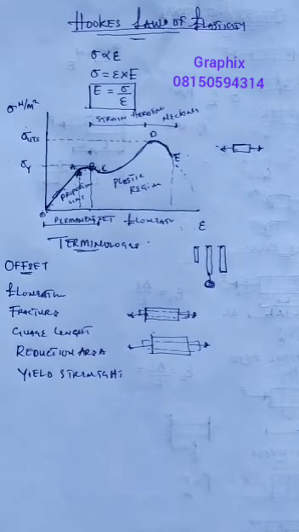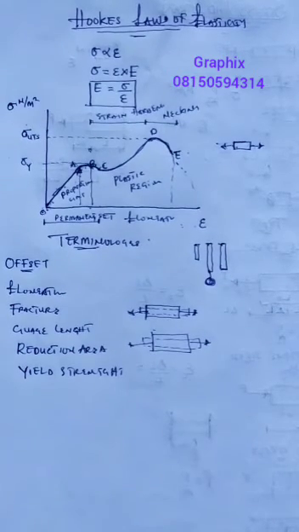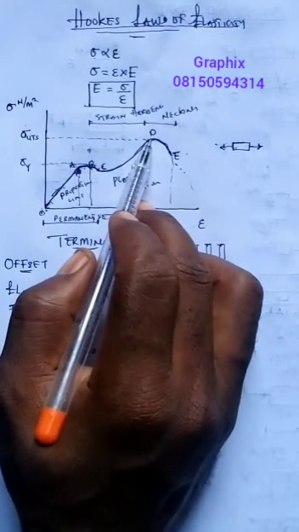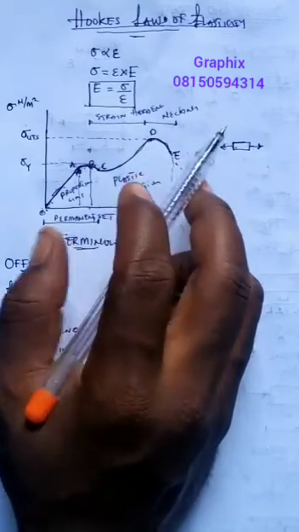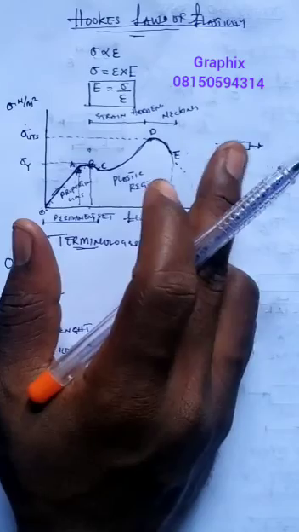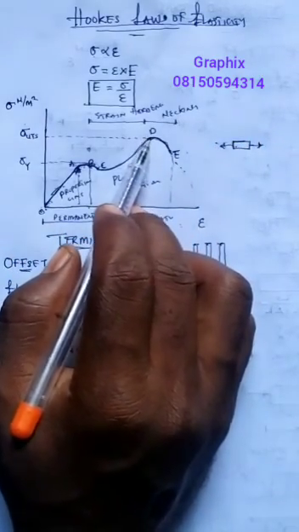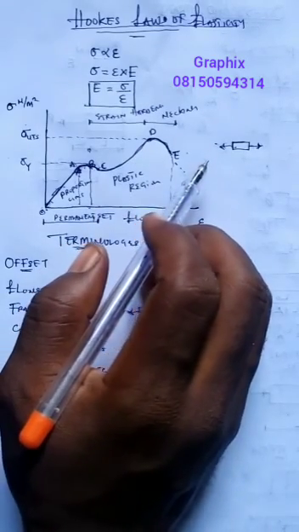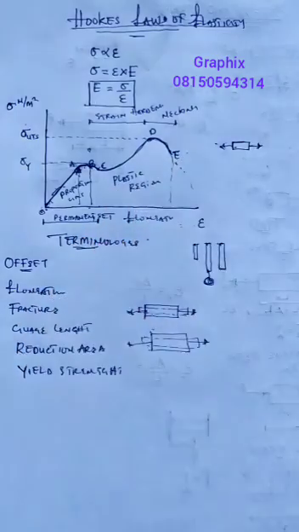So now we'll proceed. The next one we're talking about will be ultimate stress. If you look at this now, the ultimate stress here is the point that represents the maximum stress that the material can endure. At this point, the material can no longer take any stress anymore. Is that taken now? Before it fails. So beyond this point, failure occurs.